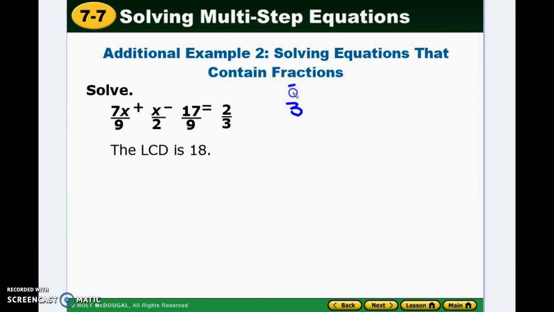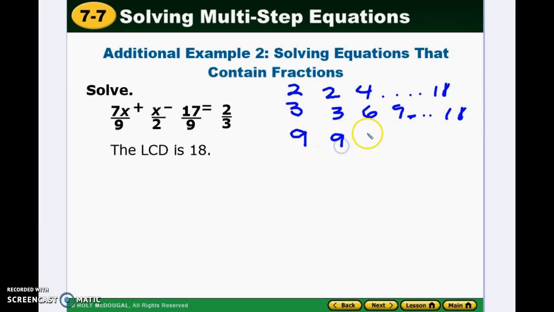If you forgot how to find the LCD, line them all up: 2, 3, and 9, and then start multiplying them. 2 times 1 gives you 2, 2 times 2 gives you 4, and so on until we get to 18. 3 times 1 is 3, 3 times 2 is 6, 3 times 3 is 9, and we keep going until we get 18. And 9 times 1 is 9, 9 times 2 is 18, and then we can see 18 here will be our LCD.